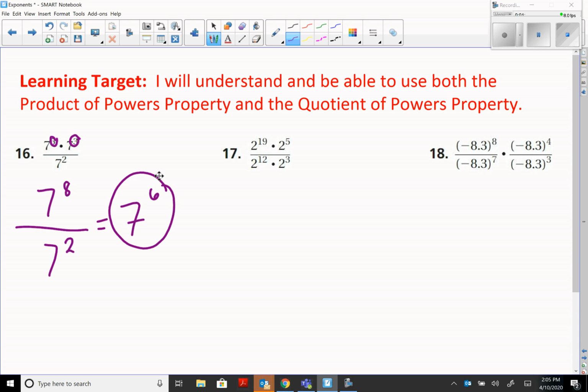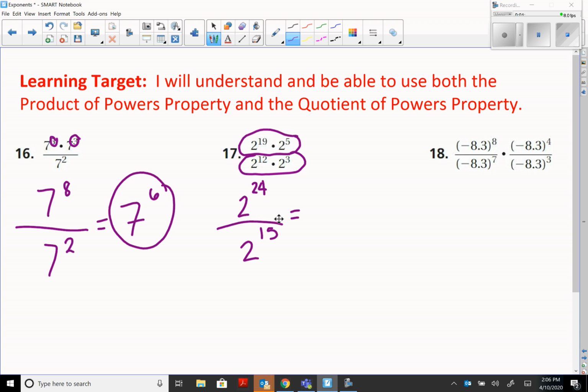All right, on the next one, all of my base numbers are 2s, and I have both multiplication and division. So I'm going to start with the numerator and do the product of powers property. If you look at the numerator with the multiplication, the first one has a 19, the second one has a 5. So when I add those two exponents together, I get 2 to the 24th power. In the denominator, when I add my exponents together, because I have the same base, I'm allowed to do that. I have a 12 and a 3, so I get 2 to the 15th power.